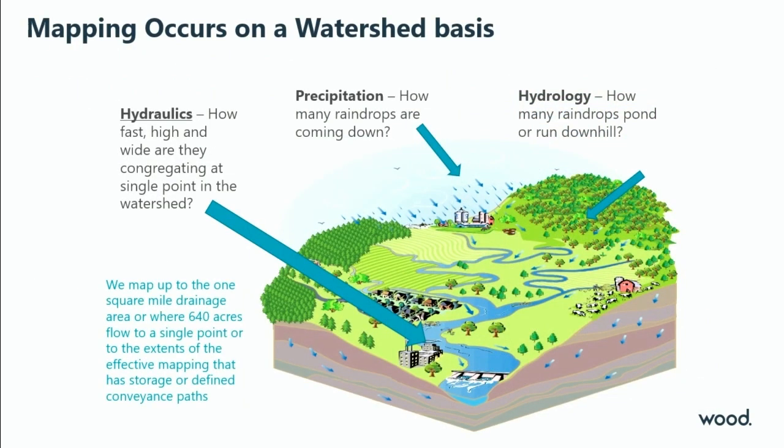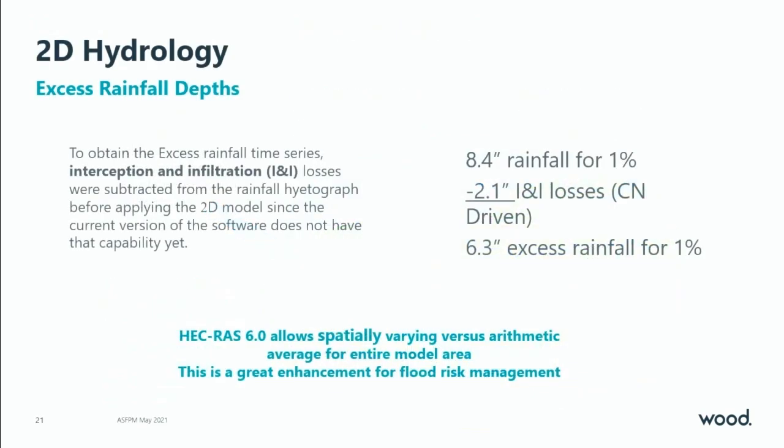This is just a quick refresher. Precipitation, rainfall falls, hydrology determines how much of it runs off, and hydraulics sets how high and how wide it is as it's going down through the conveyance paths through your community and out of your watershed. It's important to recognize that when you're doing this rain on grid calculation and hydrology that we're using, it's basically the excess rain that runs off to the mesh cells.